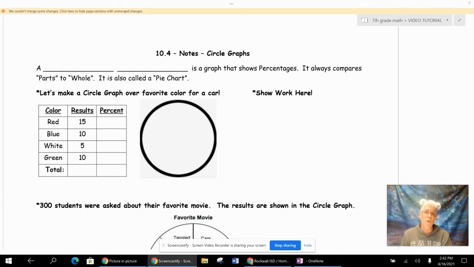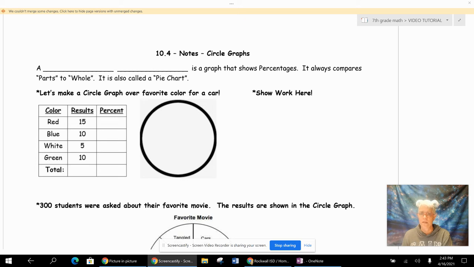Hey guys, today we're going to do circle graphs. Circle graphs are probably something you've seen a lot more of, and it is a quick way to look at data. Most of the time, circle graphs are dealing with percentages. So it's a quick way to see percentages.